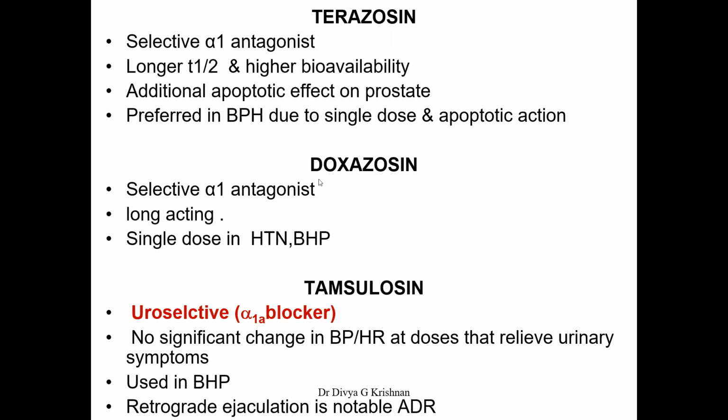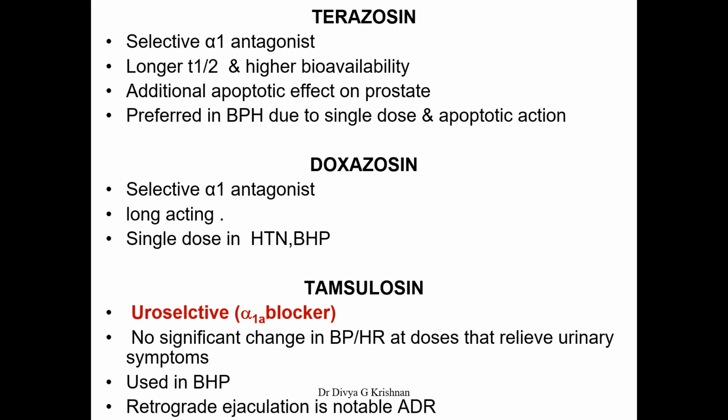Now, doxazosin is again a selective alpha blocker. It is very long acting and can be given as a single dose for hypertension and BPH. Now, something that you have to remember about tamsulosin is that it is a uroselective alpha blocker. That means it is acting selectively on the alpha receptors present on the bladder. So you can prescribe this drug for BPH without causing a significant change in the blood pressure or heart rate.